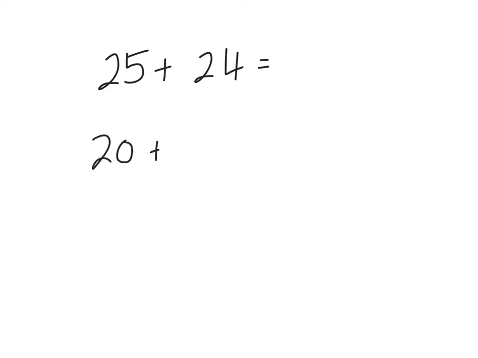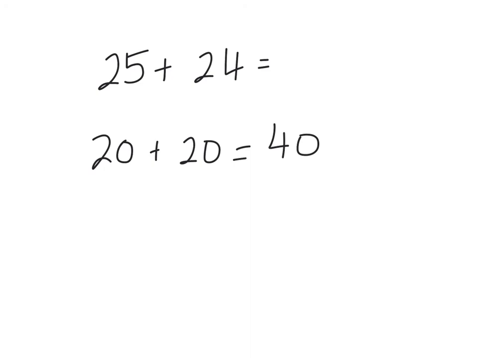Now we're going to practice adding tens and ones in problems with two-digit numbers. Here's an example. We're going to look at 25 plus 24. So the first thing we're going to do is we're going to add our tens numbers together. I can see that in the tens column I have 20 and 20, so I'm going to take those numbers first. I'm going to go 20 plus 20, and I know that that is 40.